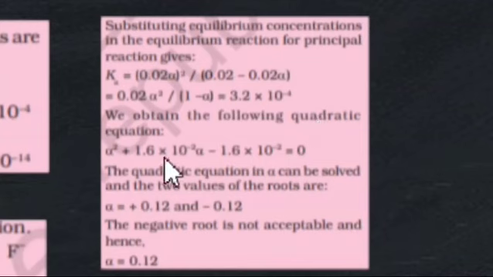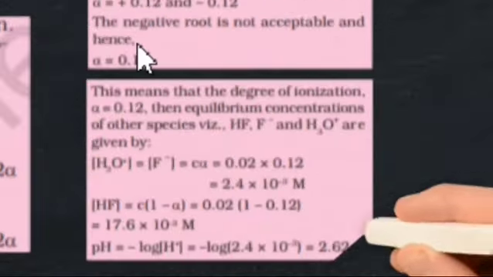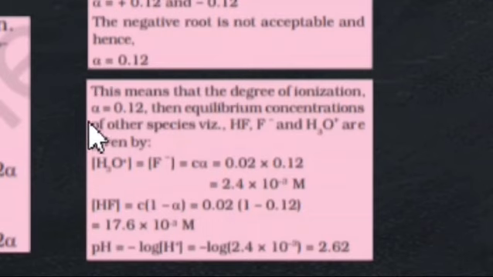By solving this quadratic equation, we will get two values of the roots, plus 0.12 and minus 0.12. The negative root is not acceptable, so we take alpha equal to 0.12 as the final one. The negative root is not acceptable because the degree of dissociation cannot be negative. This means that the degree of dissociation, or degree of ionization, alpha, is equal to 0.12.